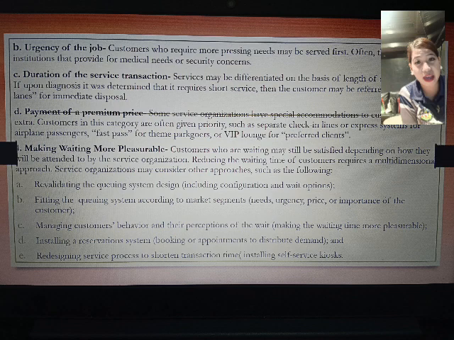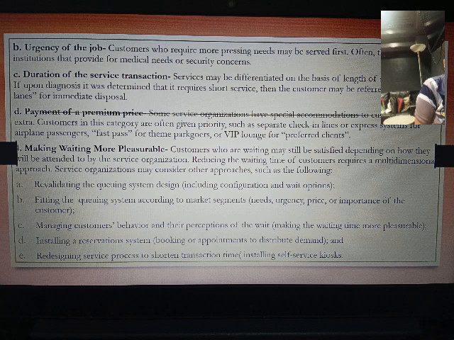Because they pay extra, the premium. That's why they are given priority.